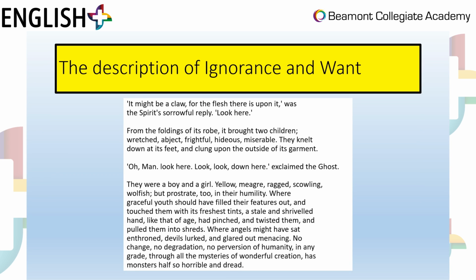The description of ignorance and want is hugely significant in this novella, and if you haven't already considered this, it's a really good opportunity for you to consider how they are described. Think about the concepts of ignorance and want, the ignorance of the rich and the want of the poor, and Dickens uses these two children as symbols of the problems in society. So you would look at ignorance and want as allegorical symbols.